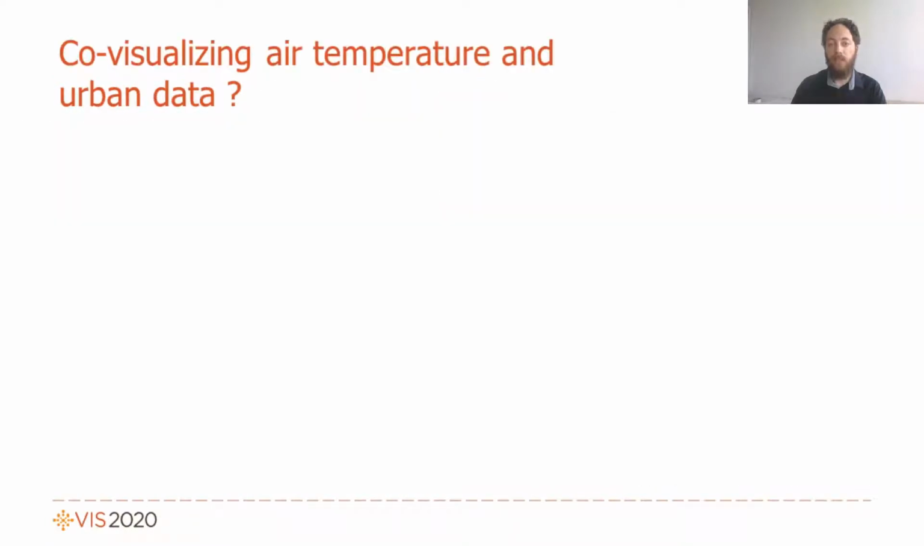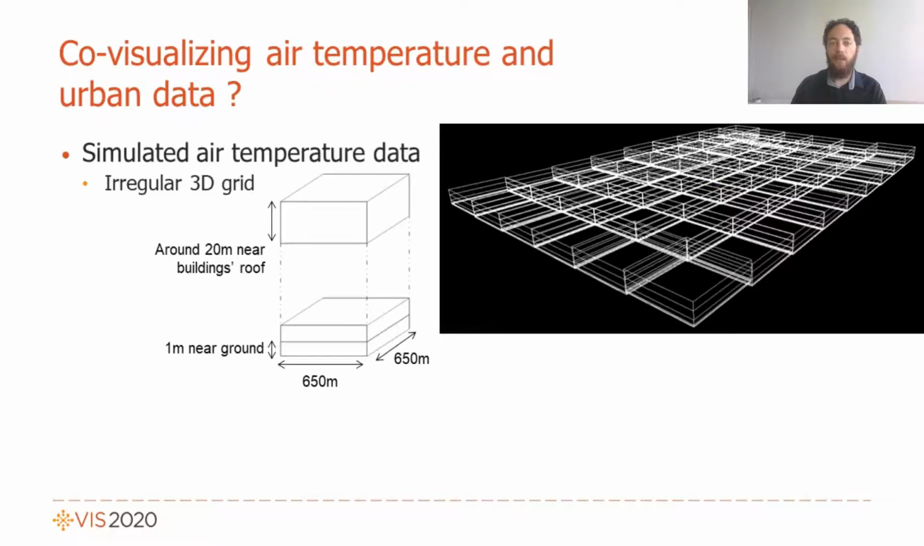Co-visualizing temperature and urban data, meaning enabling the cross-visual analysis of both these data in an interactive graphic representation, is difficult because it implies to combine heterogeneous data. For our case, we dispose of simulated air temperature data, which can be represented as a 3D irregular grid with a horizontal resolution of 650 meters and a vertical resolution between 1 meter near the ground and nearly 20 meters near the building roof.